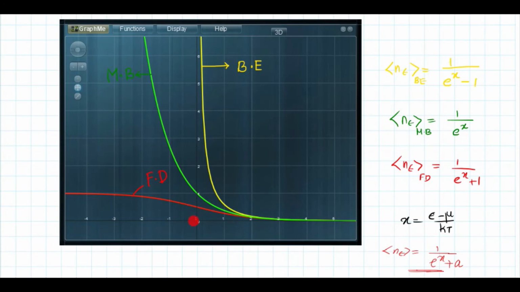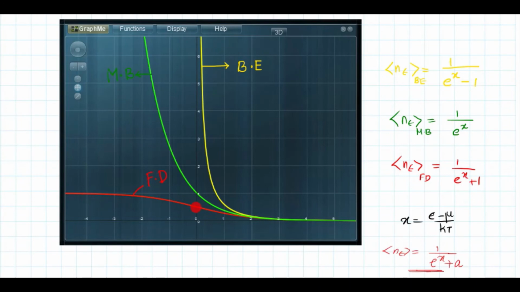So less than 0. Here, as you go to the region of minus infinity, that is modulus of e raised to minus mu by kT tends to infinity. For this Fermi-Dirac case, that tends to 1. So for the Fermi-Dirac case, the maximum occupation number is 1, and that happens in this limit. Okay, that is the explanation of this graph.